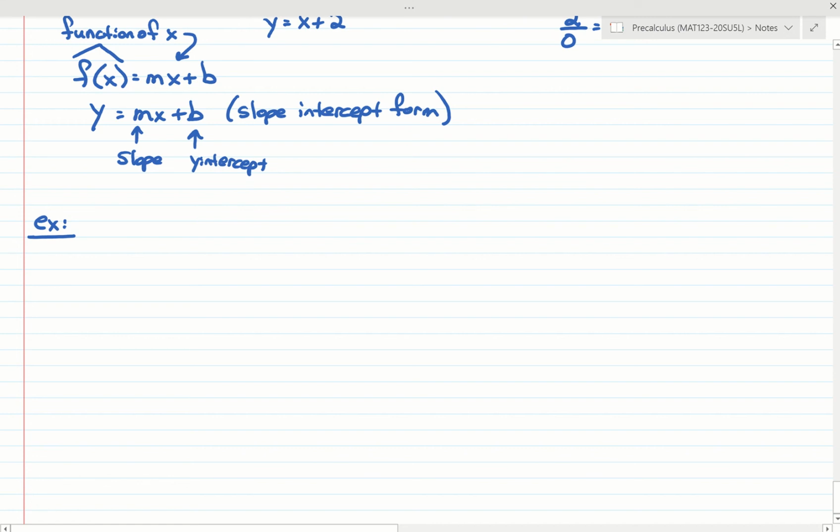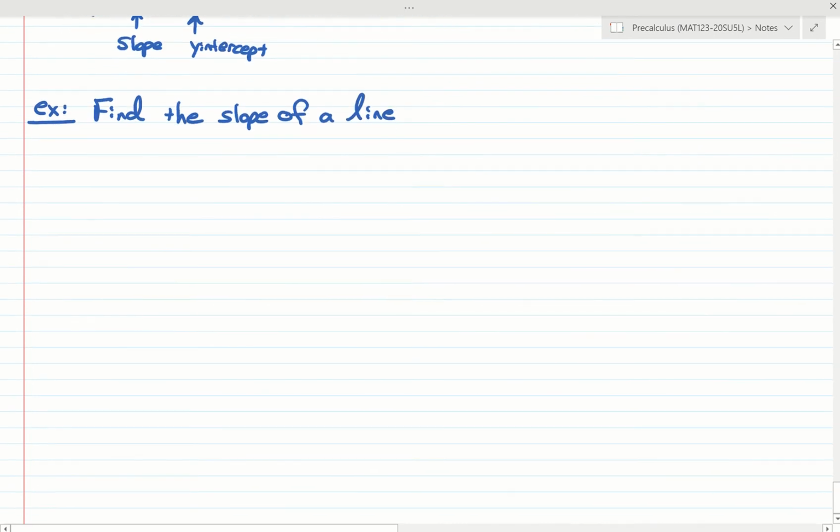First, let's find the slope of a line. So we'll get some practice working on the slope. First example is, what if I gave you a point (-4, 8) and another point (2, -3)?